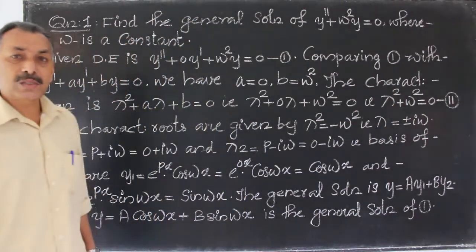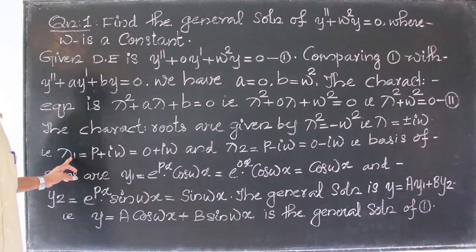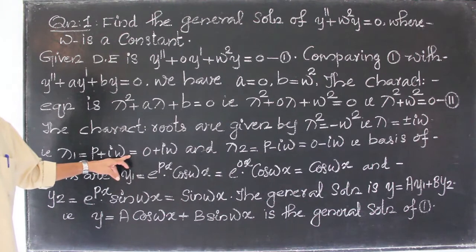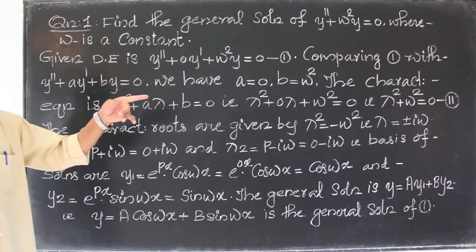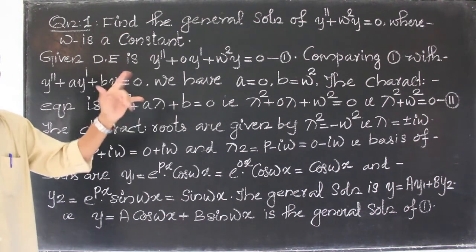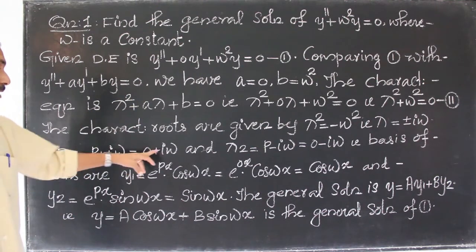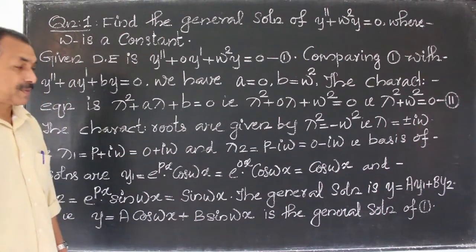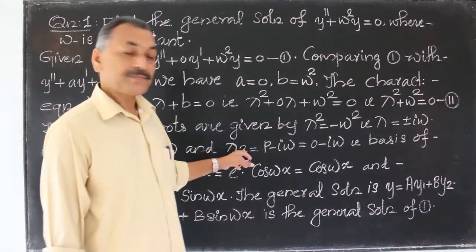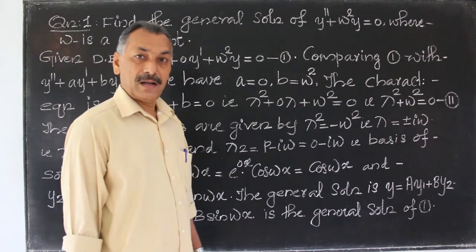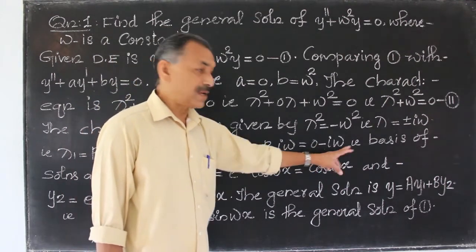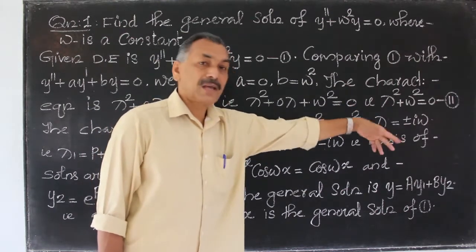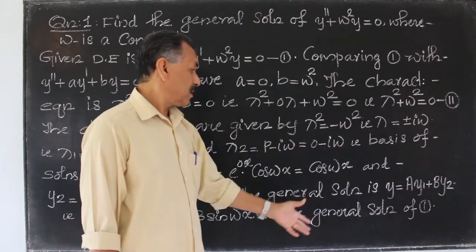The characteristic roots are given by the standard formula λ1 = p + iω. What is p? The real part is 0, and the imaginary part is ω. So λ1 = 0 + iω = iω, and λ2 = p - iω = 0 - iω.